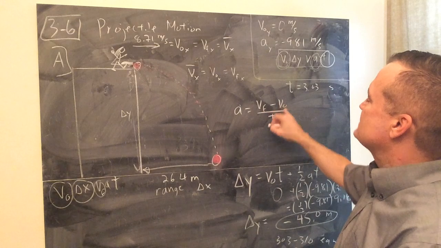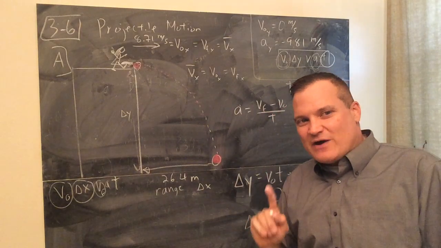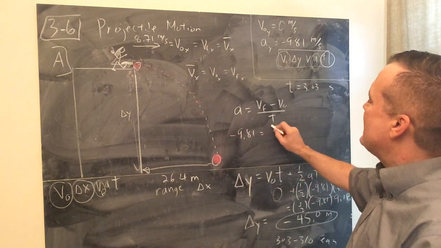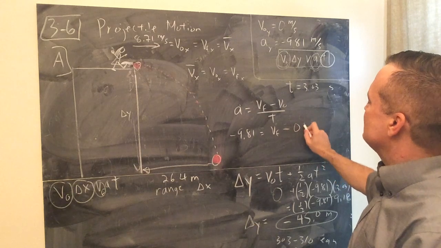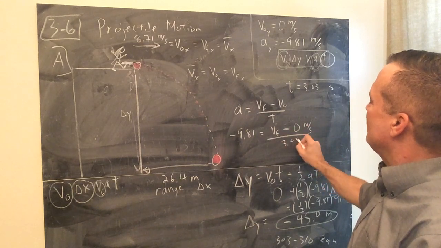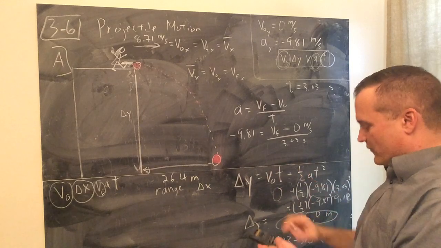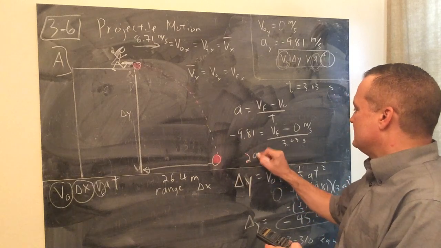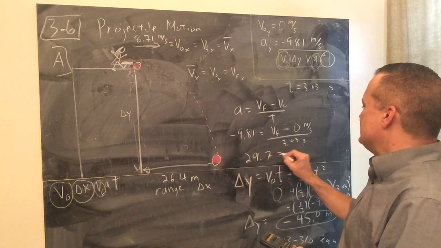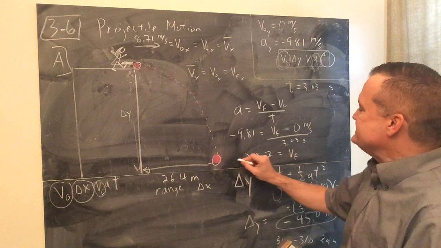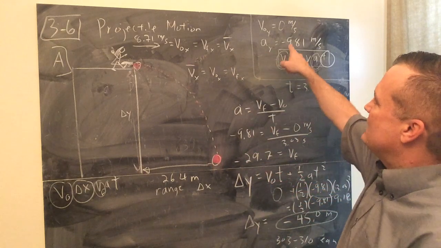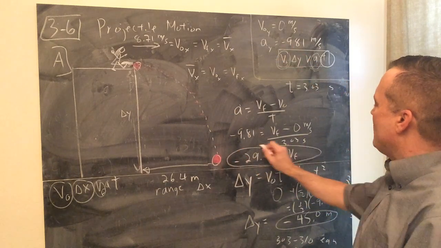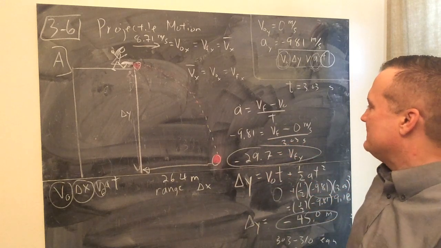Acceleration is v final minus v initial over time. That's the easiest equation. You always want to have that right there in front of you. Okay, so negative 9.81 equals v final, which we don't know, minus 0 as your initial, over the time, 3.03 seconds. And 3.03 times 9.81 is 29.7, which is equal to v final. Now it's negative, but that's because it's going down. Remember, acceleration is negative, and the v final for the y would be negative 29.7.